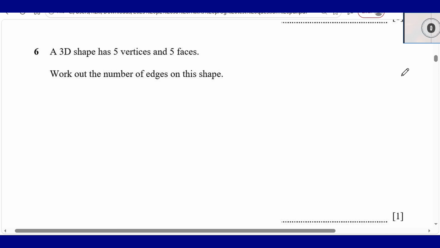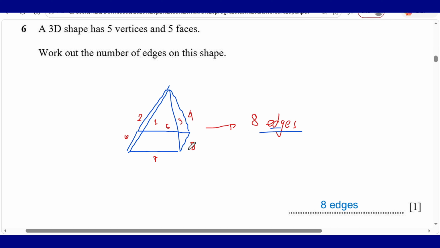Let's check out the answer, guys. So guys, 8 edges. So 5 vertices, 1, 2, 3, 4, 5, and 5 faces. There are 4 vertical faces, 1, 2, 3, 4, which are triangles, and 1 base. So total 5. This is the shape of a quadrilateral base pyramid. The base can be a rectangle or a square.